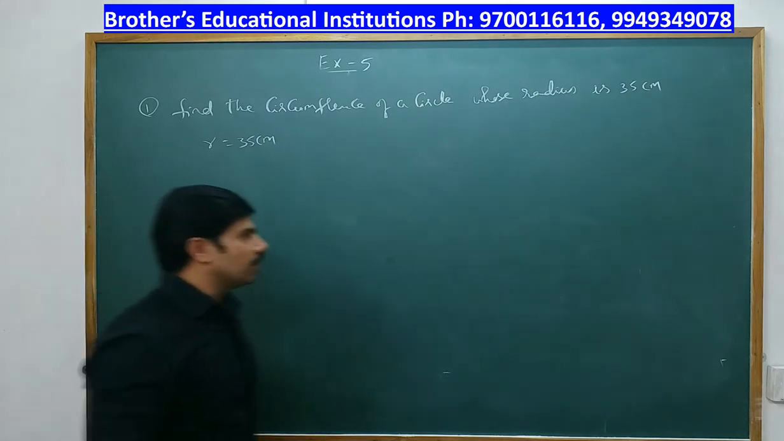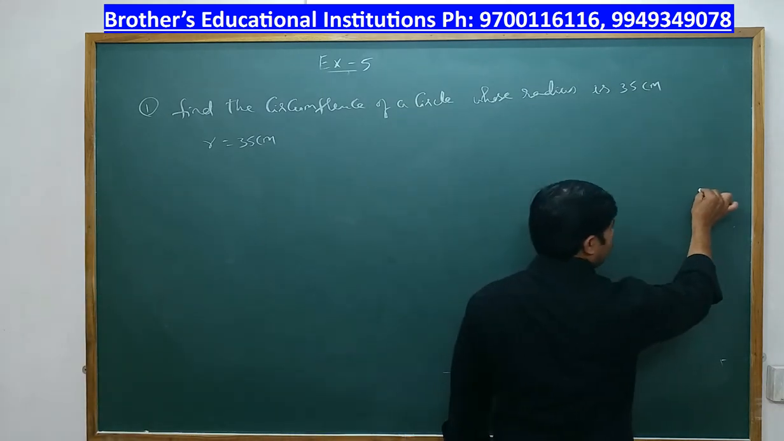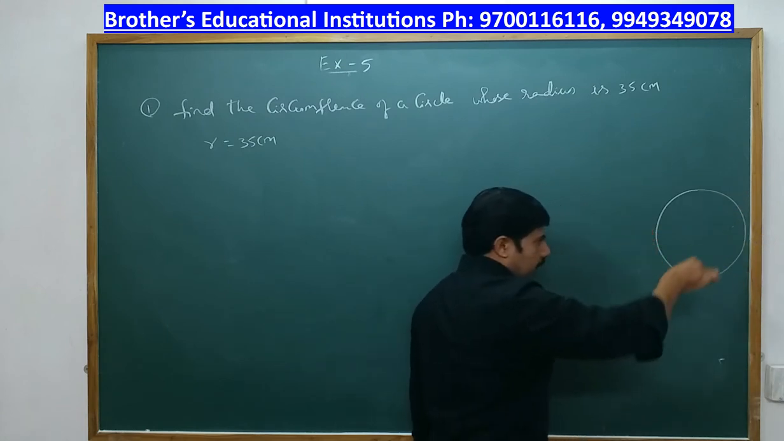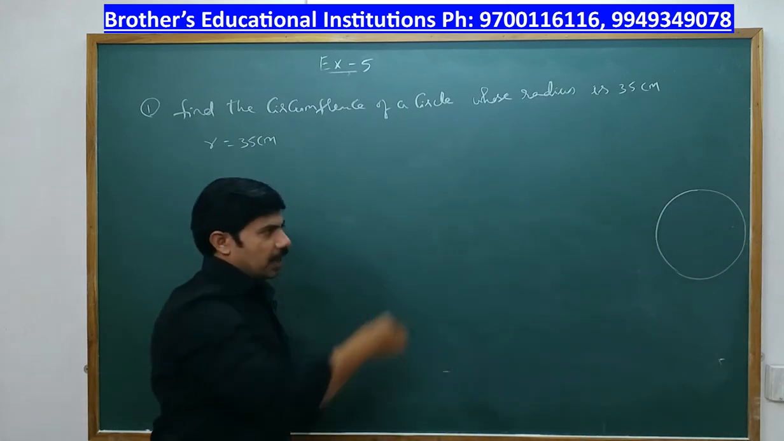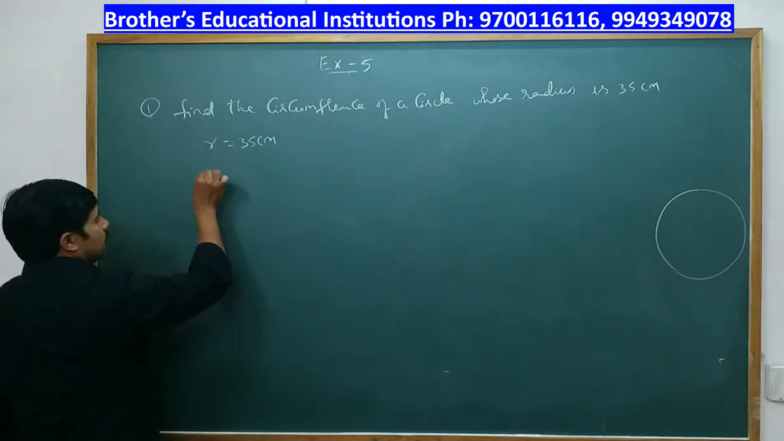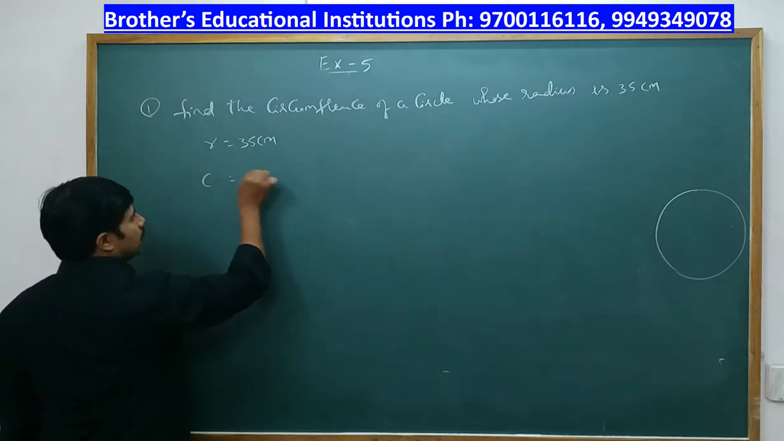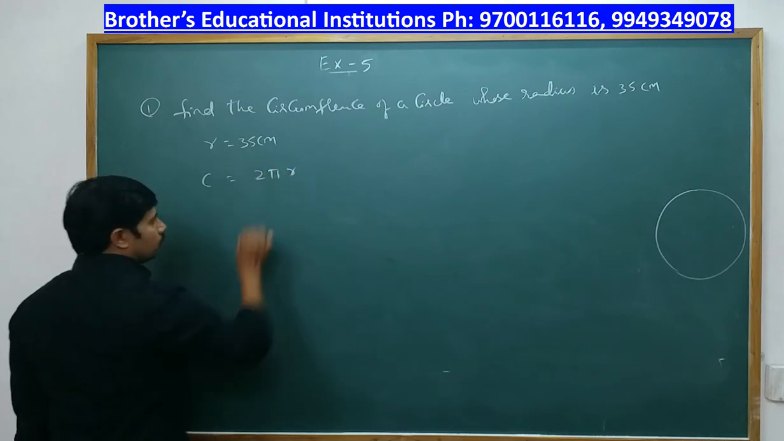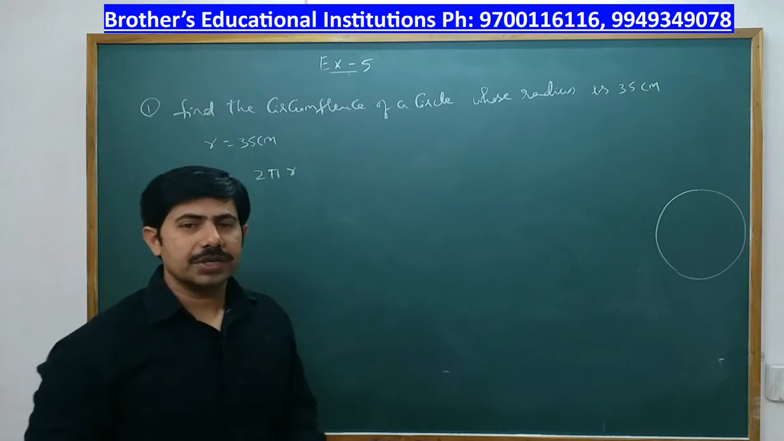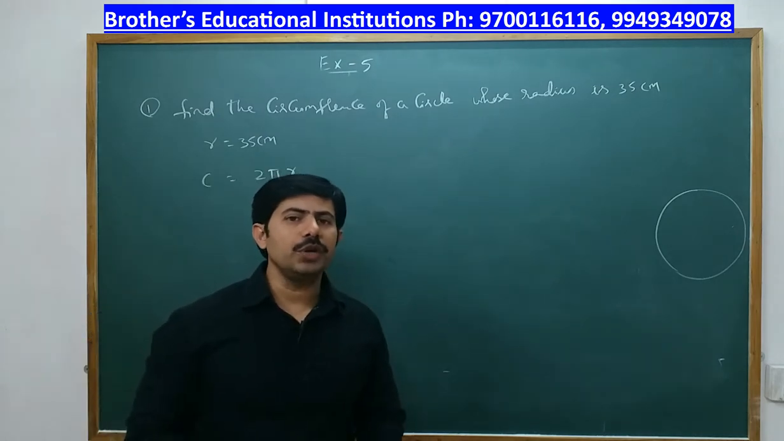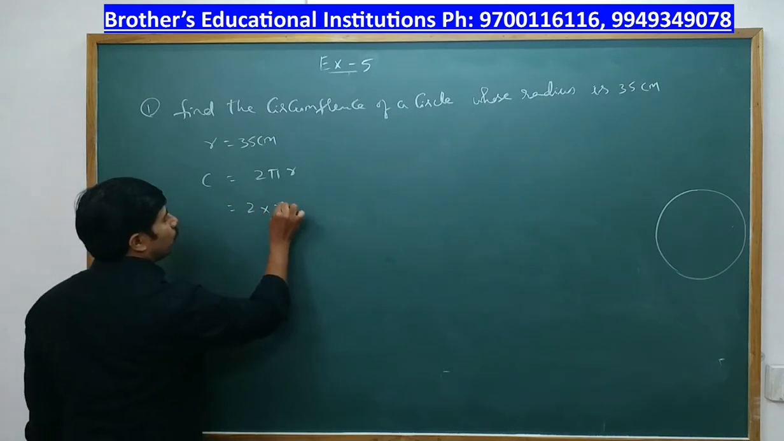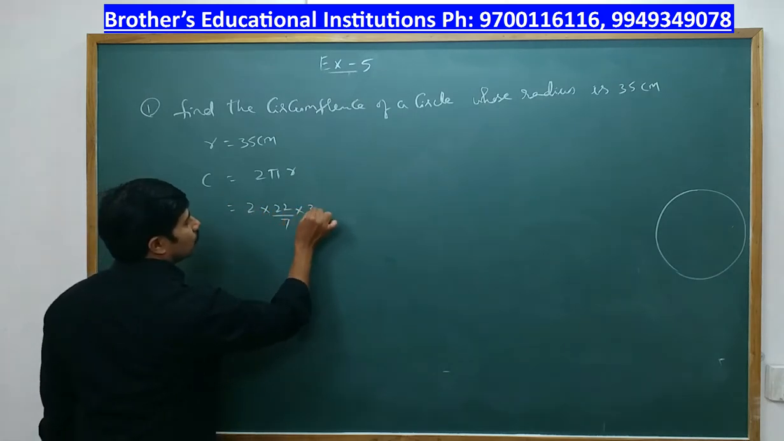So what is circumference? Circumference is nothing but a boundary line. So the boundary line is called the circumference. To find the circumference of a circle, generally we denote the circumference with c. This is equal to 2 pi r. And here the value of pi is a constant value we assume as 22 by 7. Okay, so here 2 into 22 by 7 into 35.